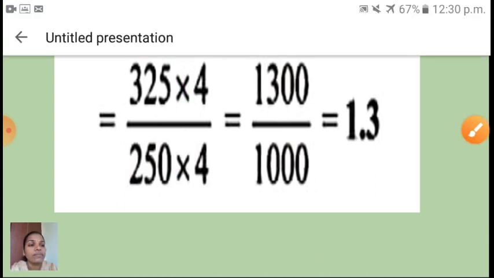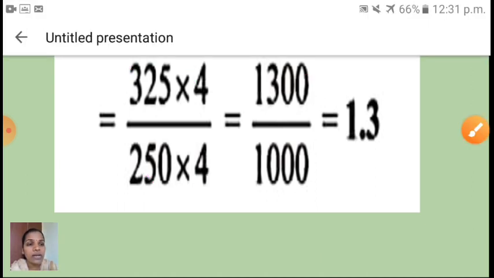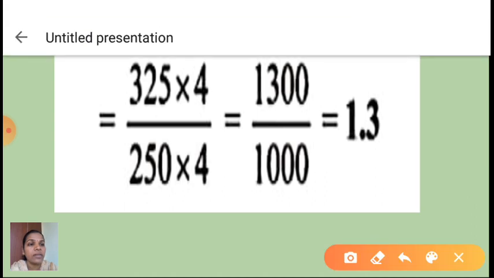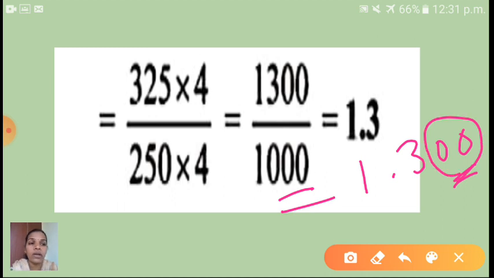So 325 into 4 is equal to 1300 upon this number, 250 into 4 is equal to 1000. Okay children, so what is your answer now? 1.3. That means 1.300 will come, isn't it children? Because here 3 zeros are there. So after the decimal point, if zeros are there in this place, there is no value for this 0. So your answer is 1.3. Shall we go to next now?